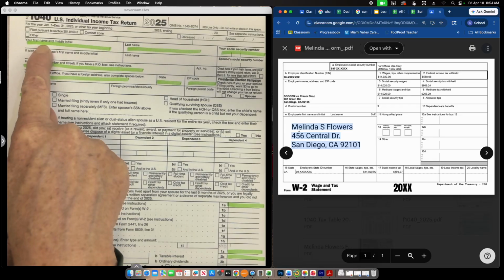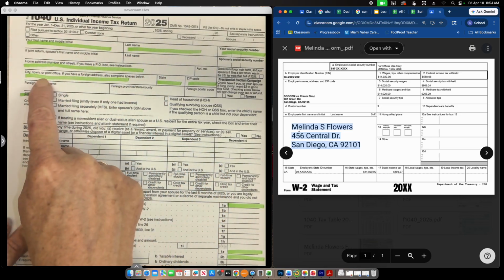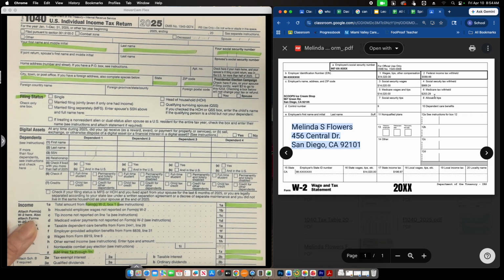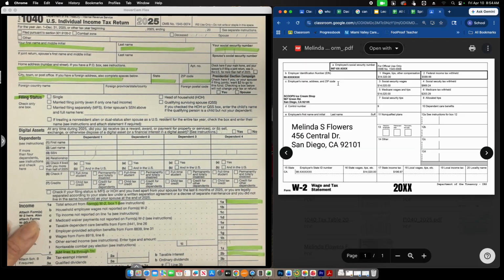Over here, you will get her information about her first name, last name, her street address, city, state, and zip code. Her social security number is also over here. That is up here at the top, okay, where it says social security number. So all that information is taken off the W-2.